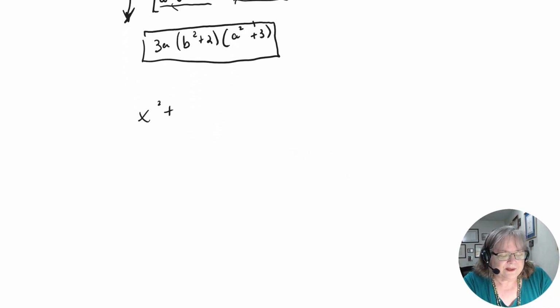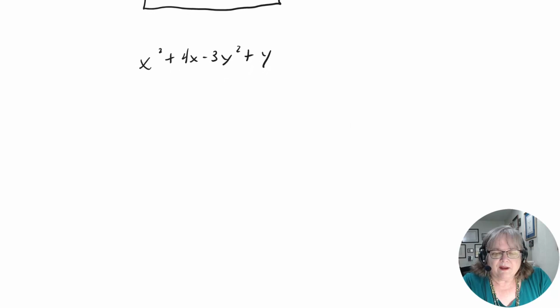Let's try x squared plus 4x minus 3y squared plus y. And you go, well, there's no like terms to add together. There's nothing in common in all 4 terms to factor out. Let's look right here. There's an x in common, so that would be x plus 4. And there's a y in common. So if we factor out the minus y, we would have 3y minus 1. But I don't see anything in common between the front and the back.